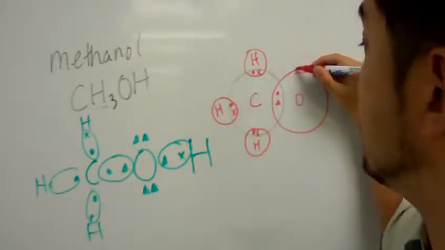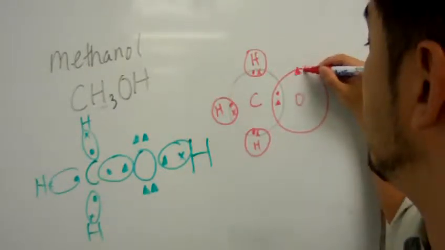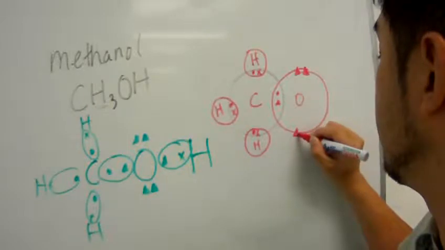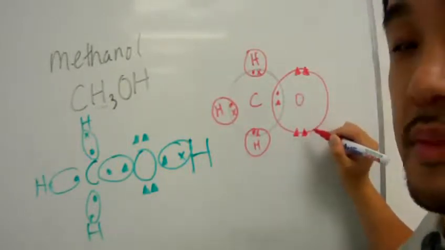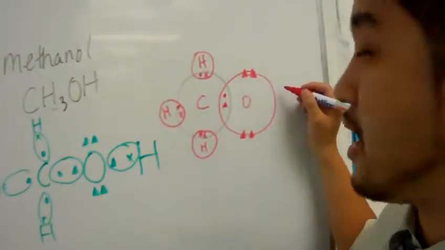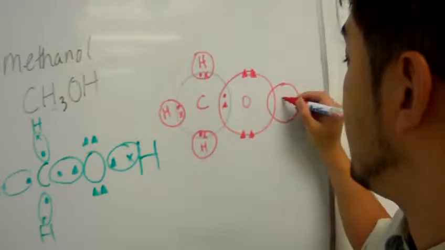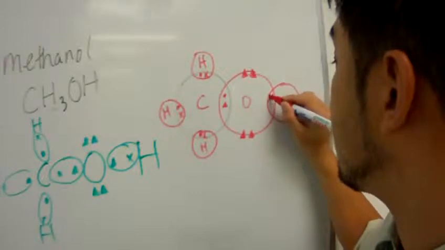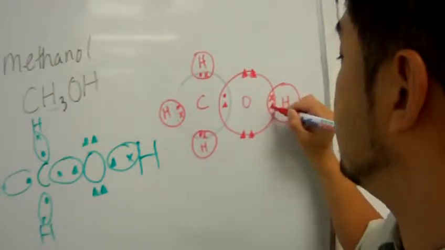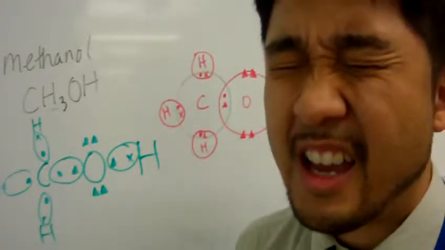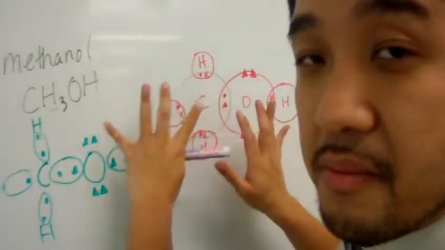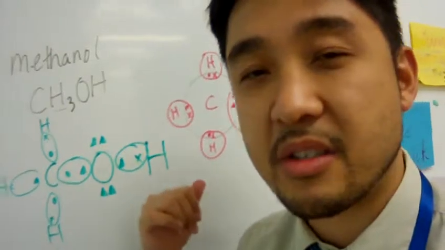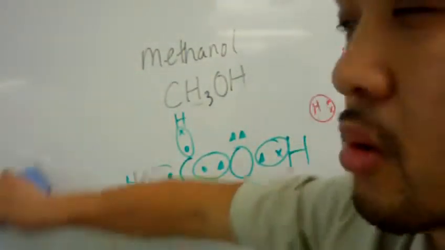And don't forget to draw the non-bonding electrons. Alright? And finally, you have your last hydrogen. And it's a cross and a triangle. There you go. And then, of course, you do your checks. And it checks out that all of them have their noble gas configuration. Cool.